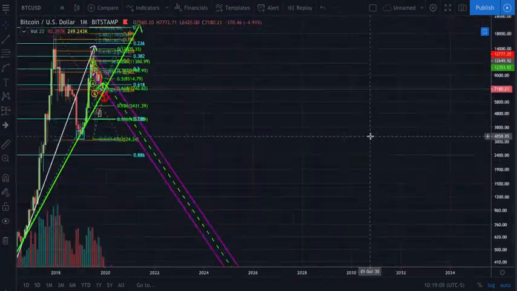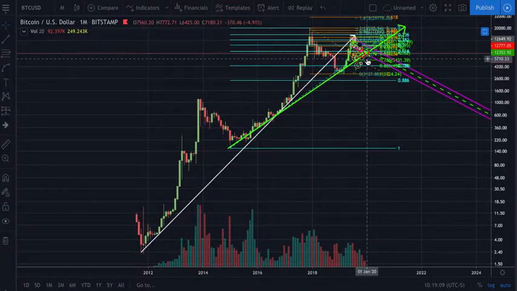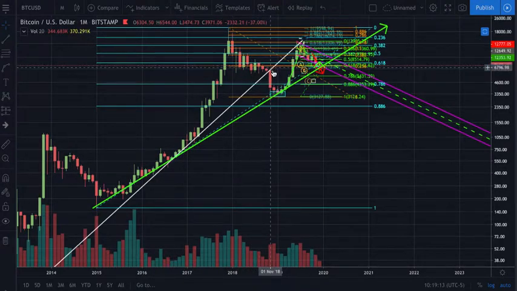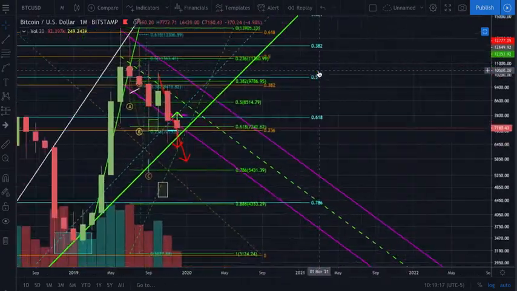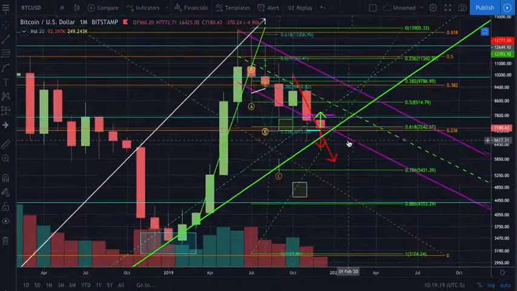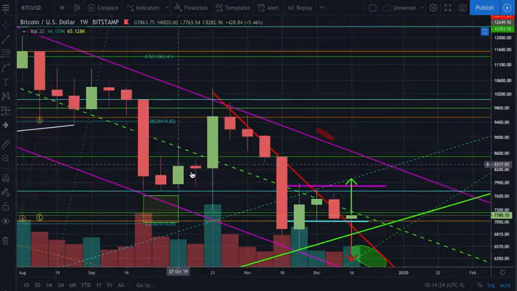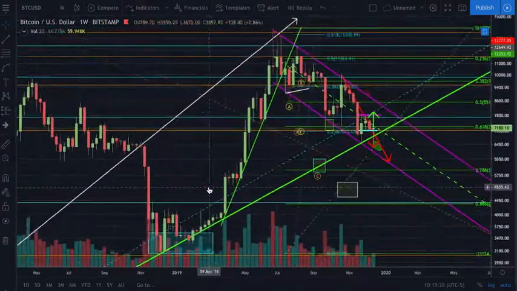chart real quick here and just remind everybody, you see this white parabolic trend line followed by the green parabolic trend line. When we broke through the white parabolic trend line, we capitulated. When we break through this green parabolic trend line, if we cannot hold above it, I think the most likely thing that's going to happen is we will once again capitulate and essentially find new parabolic support.